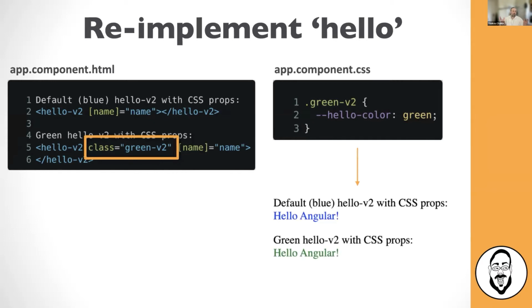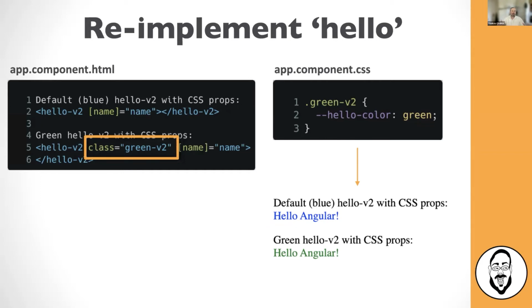It just magically, not magically, by standards, pierces the shadow DOM and is able to override that variable that we had before, and hello Angular is now in green. So you can see I'm not fighting here with any CSS specificities.